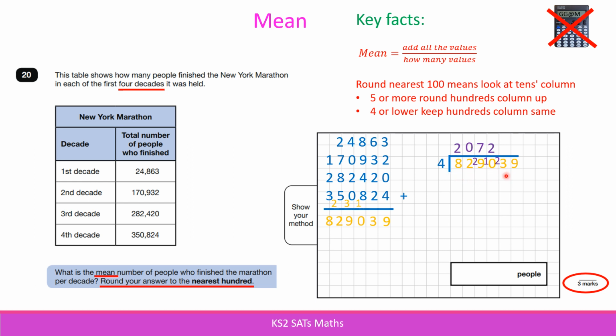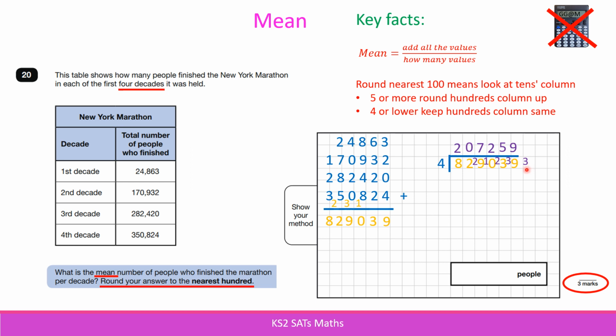4 into 23, so 4 into 20 is 5, so 4 times 5 is 20. To make 23 is 3 left over. 4 into 39 is 9. Now 4 times 9 is 36, and we have got 3 left over.